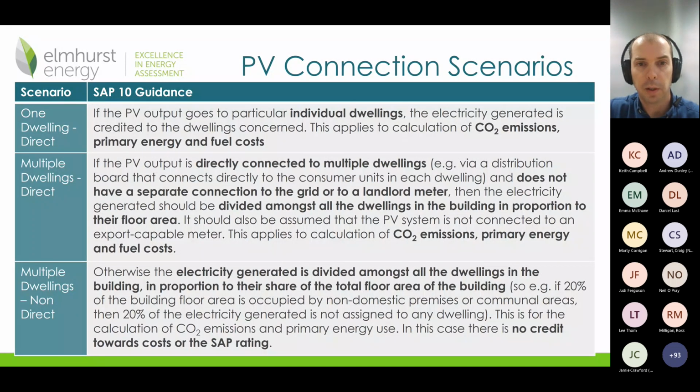Different options for connection. Again, I won't dwell on this too long, but how your PV is connected up to the building will determine whether you get benefit on your carbon emissions and your energy use and your fuel costs.